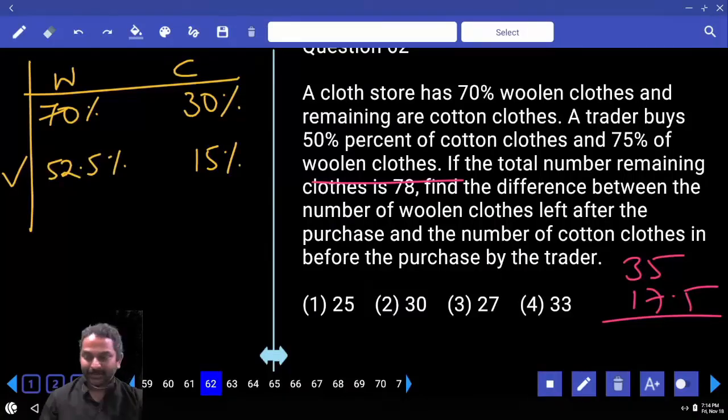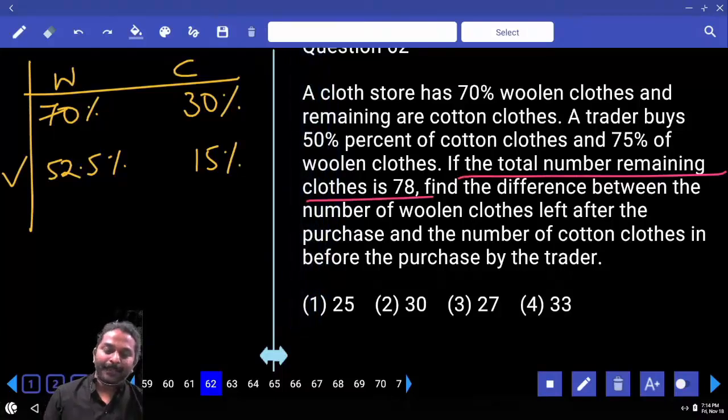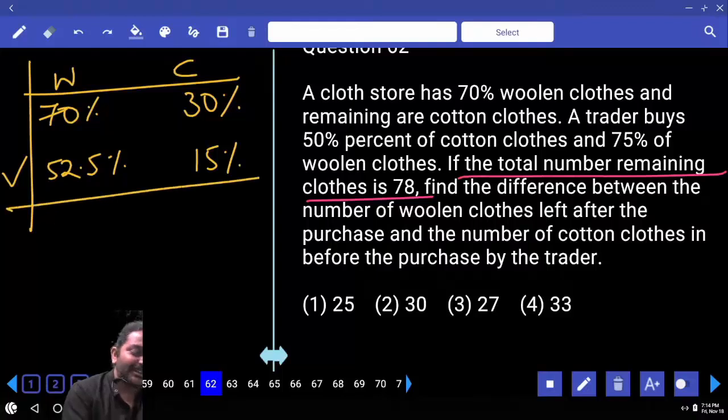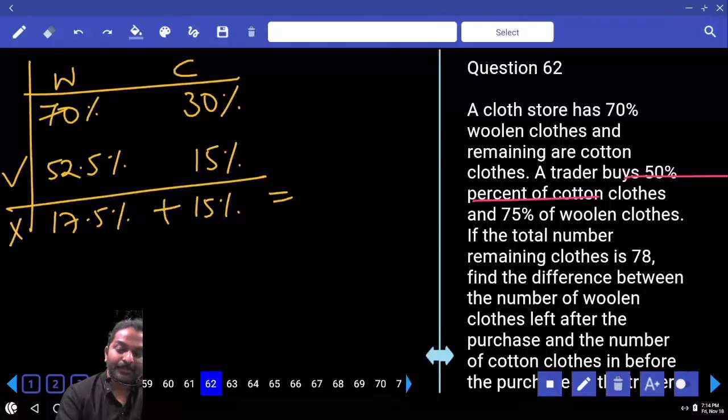Next. If the total number of remaining clothes is 78. Remaining clothes in the sense which are unsold, right? In woolen, unsold are 17 and a half. In cotton, unsold are 15. Sum of both is equal to 78, whatever it is, 32.5 something.